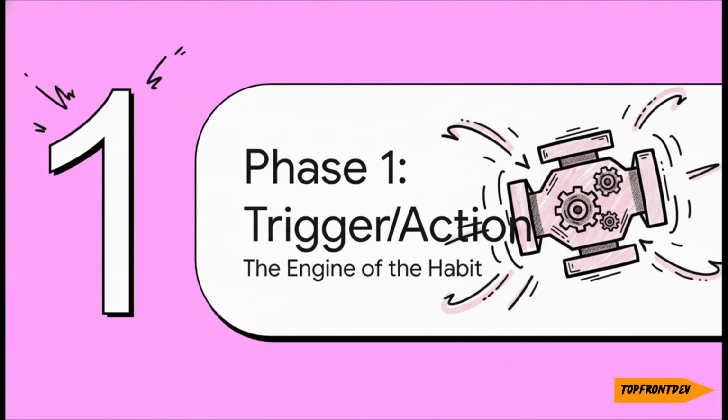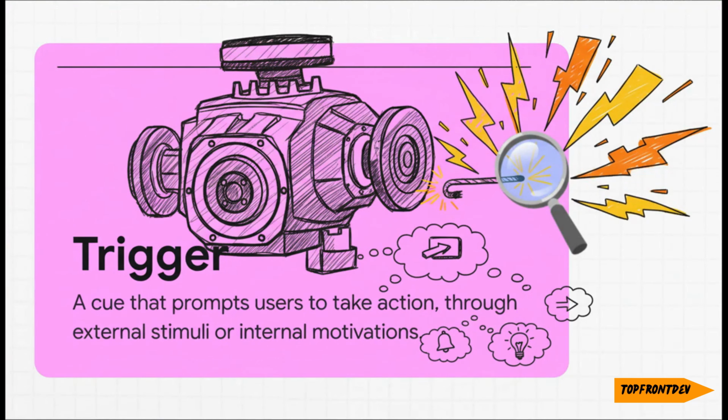All right, let's get into the first part of this loop. This section covers the first 2 absolutely crucial steps that really act as the engine of the habit. That's the trigger and the action. This is what gets the whole process started. And that engine always starts with a trigger. Now, a trigger is just what it sounds like. It's a cue, a little nudge that tells the user, hey, do this next. It's the spark that ignites the entire process.